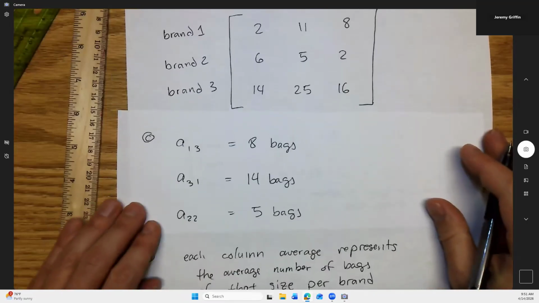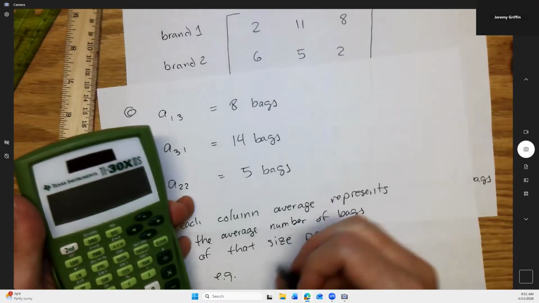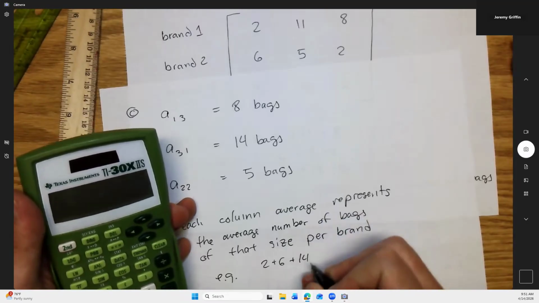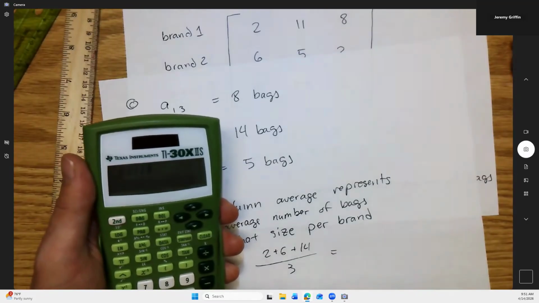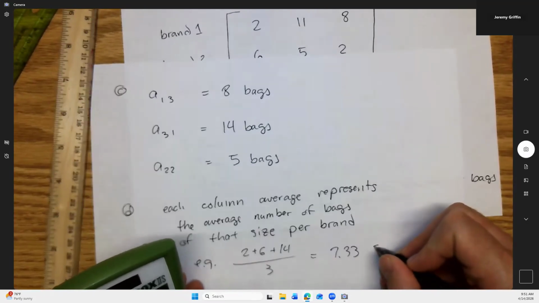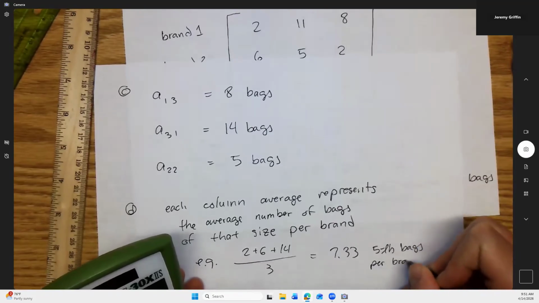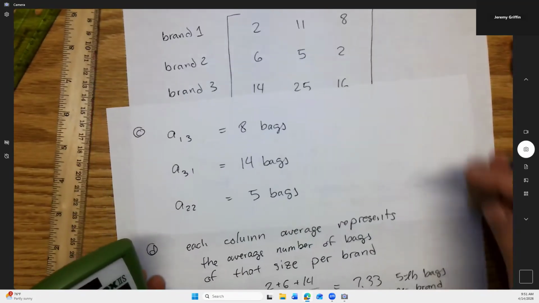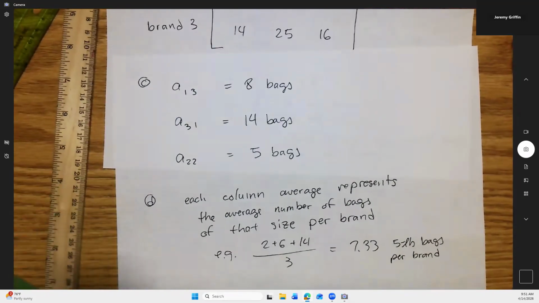Right. For example, if you do 2 plus 6 plus 14, and then divide that by 3, say that's 8 plus 14. Okay, that'd be 7.33. That'd be 5-pound bags on average per brand. Right. So about seven bags on average per 5-pound bags. All right, you guys good there.